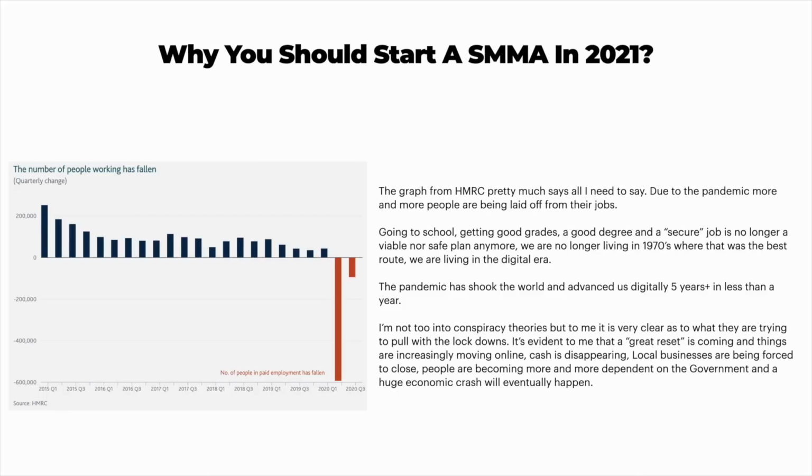You see, the pandemic has completely shook the world and turned it upside down, and it's advanced us digitally 5 years plus in less than a year. No joke. Me personally, I'm not too into the whole conspiracy theories, but to me, it actually looked very clear as to what they're trying to pull off with these lockdowns. I'm not going to get into all the conspiracy theories, but to me, it genuinely is evident that this is not just about the virus. This is what you call the great reset of the economy.